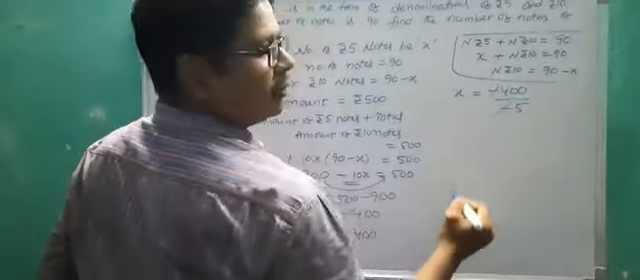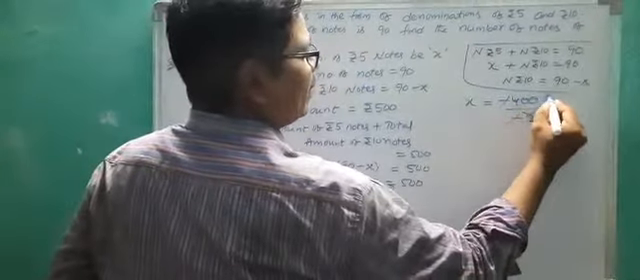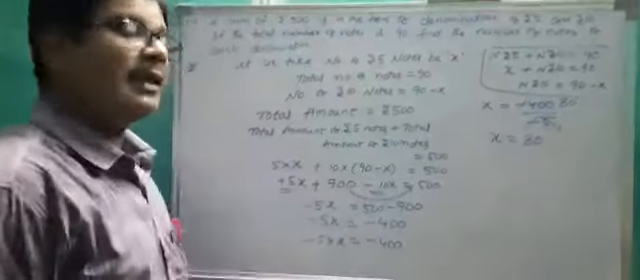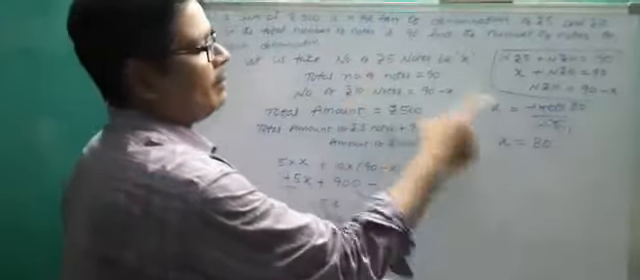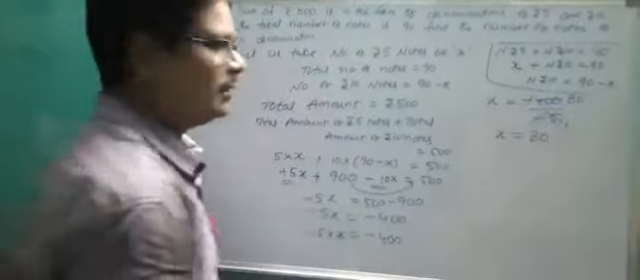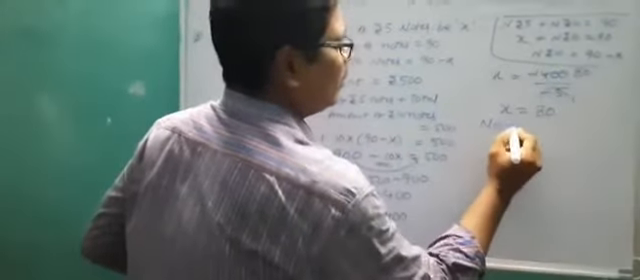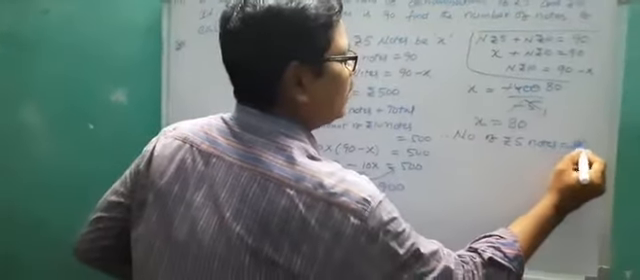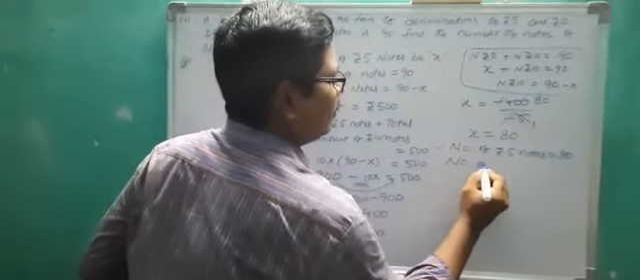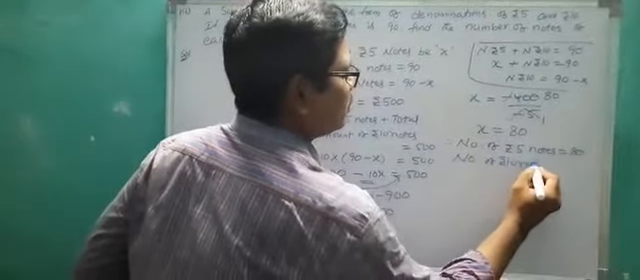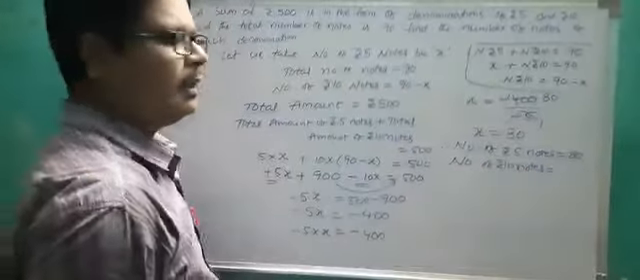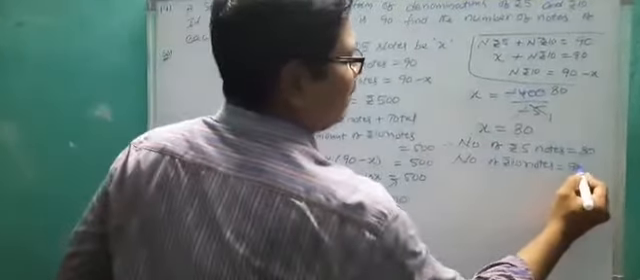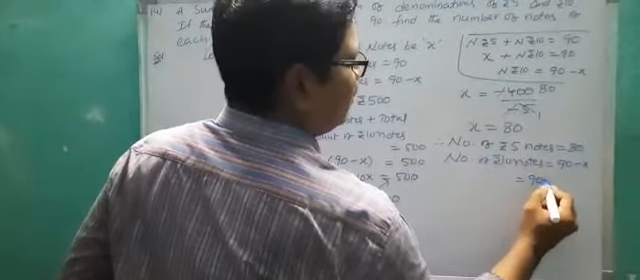Negative signs cancel, remaining 5 eights are 40, so x equals how much? 80. X means what? Number of 5 rupees notes. Therefore, number of 5 rupee notes equals 80. Number of 10 rupee notes equals how many? Out of 90, already 80 are over. Remaining 10 notes only. That means 90 minus x, 90 minus 80.